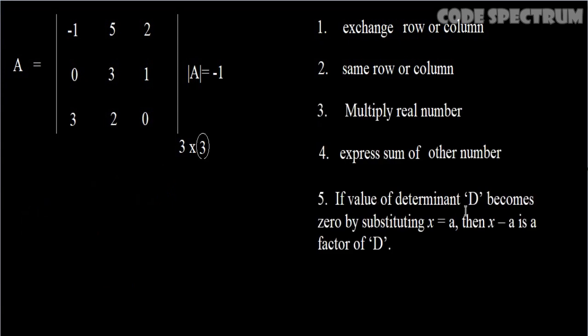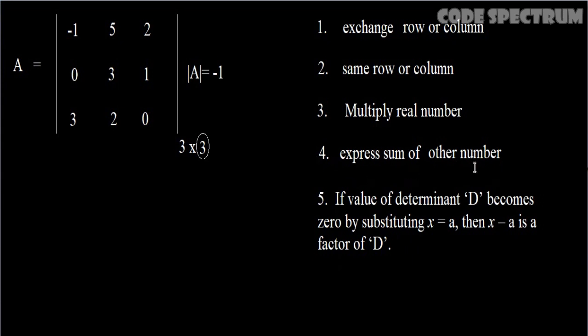If the value of determinant D becomes 0 by substituting x equals a, then x minus a is a factor of D. You will understand this important point when I take the problems. For now, just leave it out. Let's see the fourth point.